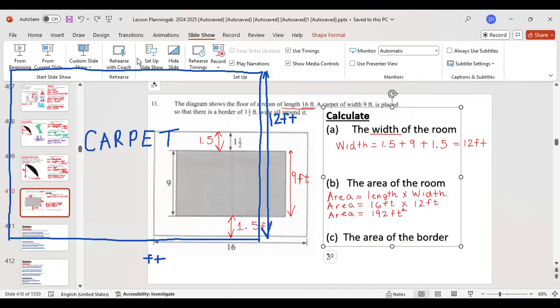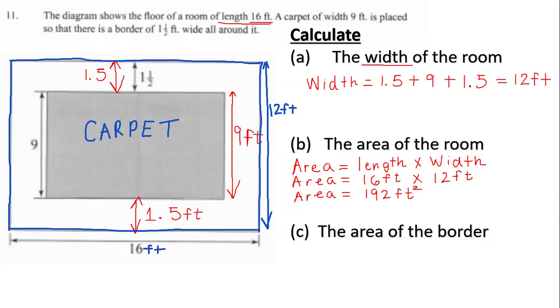Now we need to find the area of the border. This is a very interesting question for part C, right? Can anyone think how we are going to find the area of the border? Mr. Petit, I think I know.